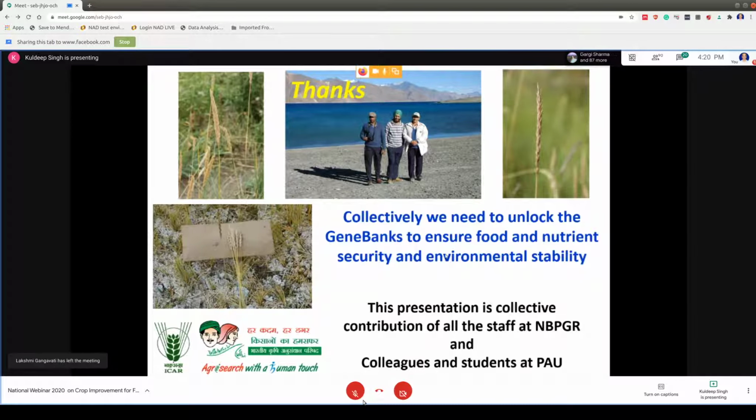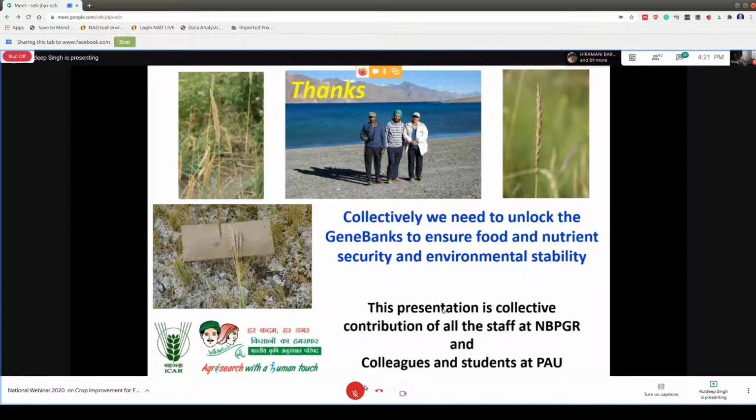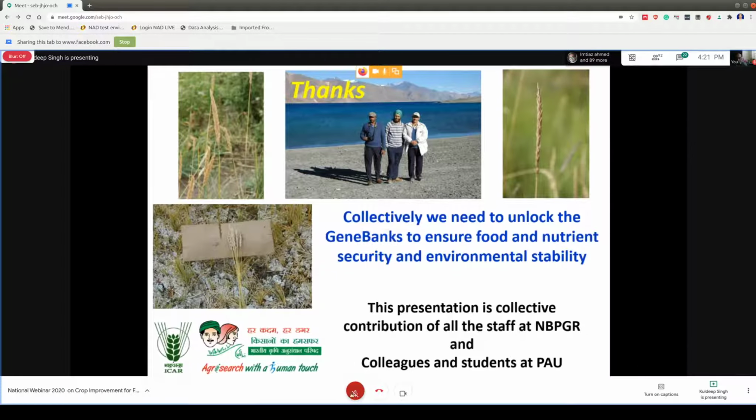And of course, I invite you all that collectively we need to unlock these gene banks to ensure the food and nutrient security and environmental stability of the country. And with this, I thank all my colleagues from NBPGR, whose data I have used here for sharing with you, and all my students and colleagues at PAU Ludhiana who have contributed to this work. Thank you very much.